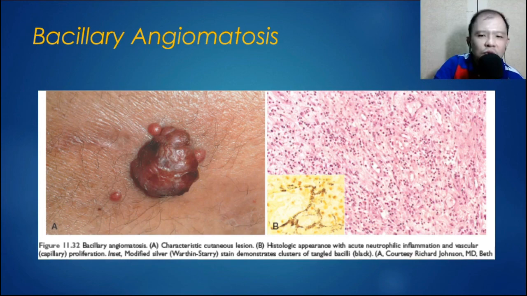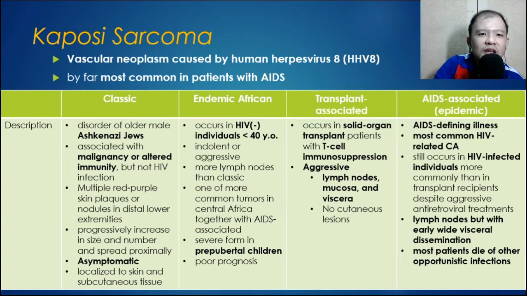Next, intermediate grade tumors, particularly Kaposi's sarcoma. Clinically relevant because it is an initial or early manifestation of AIDS. Actually, it is a skin manifestation of AIDS. However, Kaposi's sarcoma also has different forms, no?